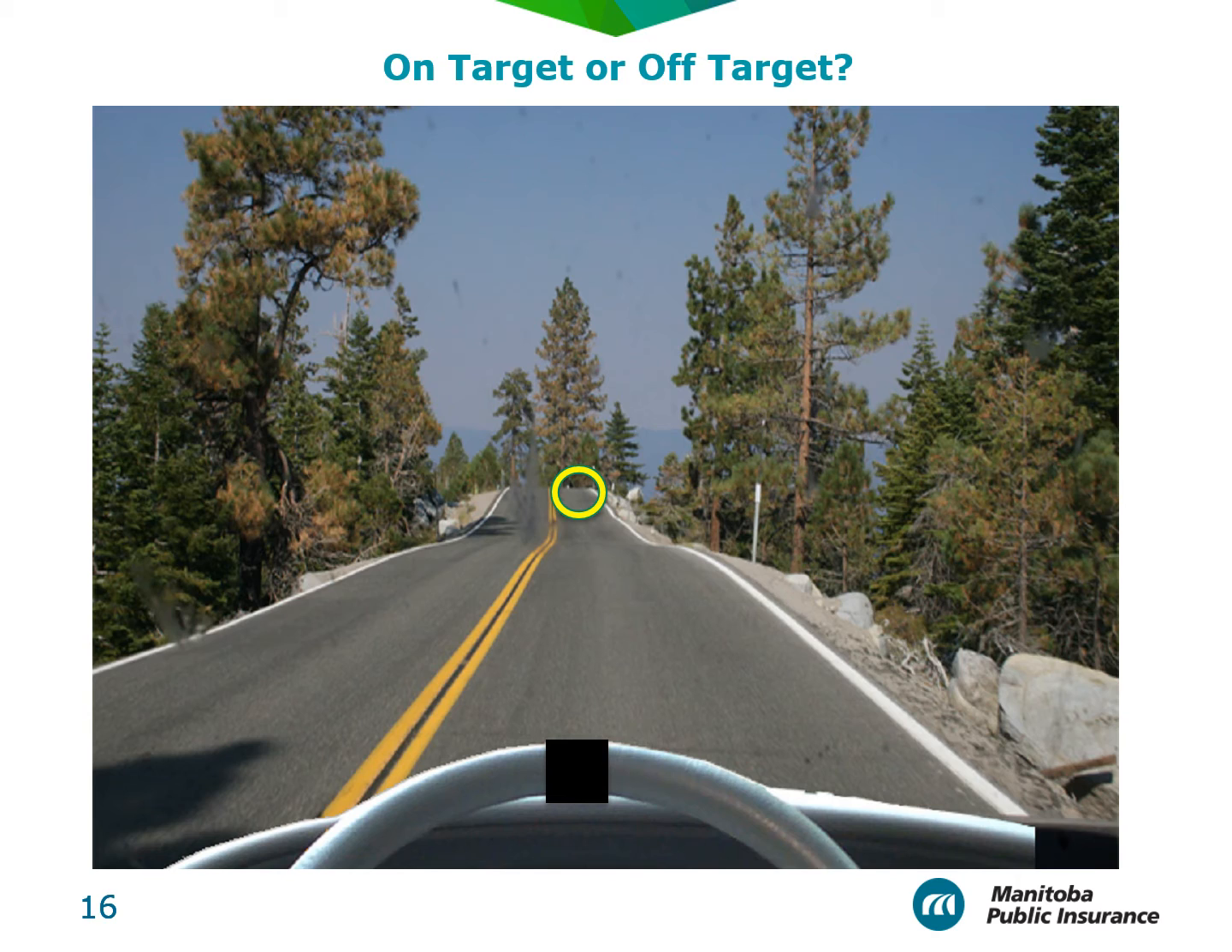Using what you learned about targeting, is this vehicle on target or off target? The correct answer is that it is on target. You know that because the target is in line with the top of the steering wheel. And if the vehicle continued in this direction, it would eventually reach the target.